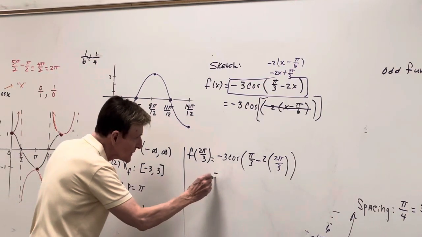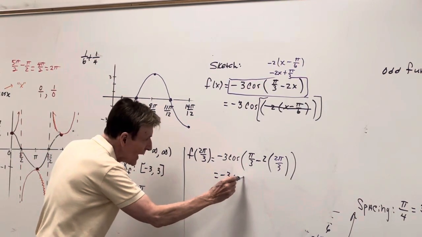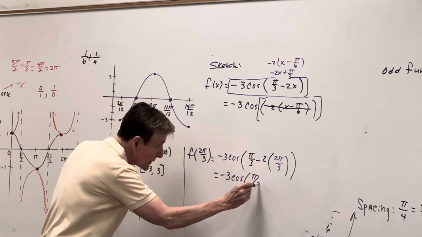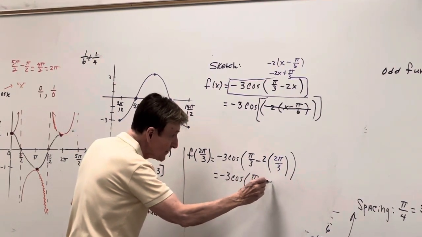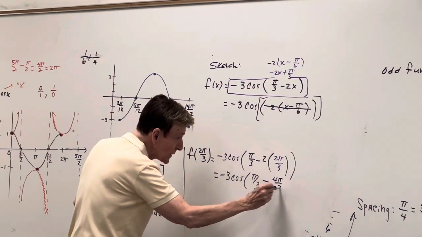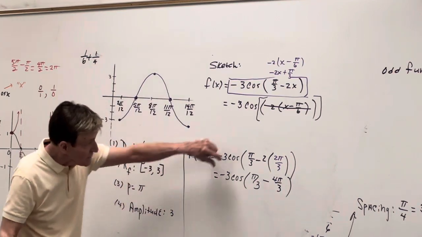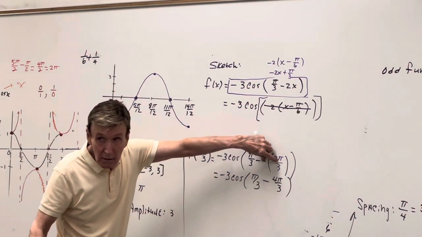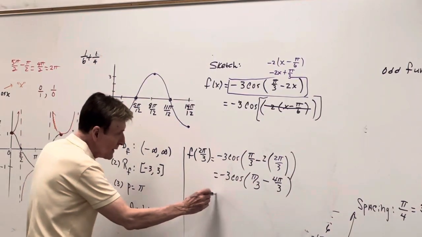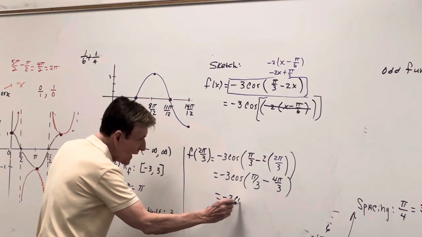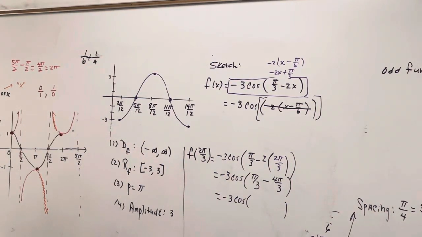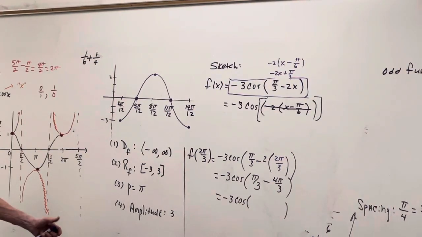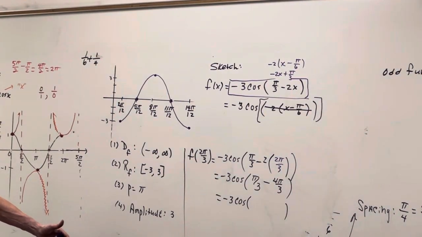Let's do a calculation. -3 cosine. Inside here is pi over 3 minus 4 pi over 3. Is this right here 4 pi over 3, guys? Like the arithmetic here? Now I've got -3 cosine of pi over 3 subtract 4 pi over 3. What is that? -3 pi over 3. Yes. Better expressed as negative pi.